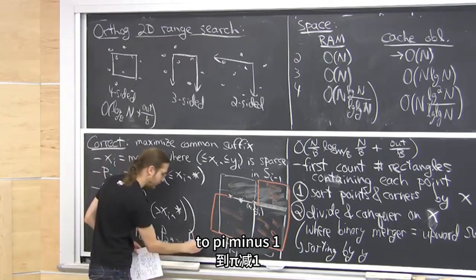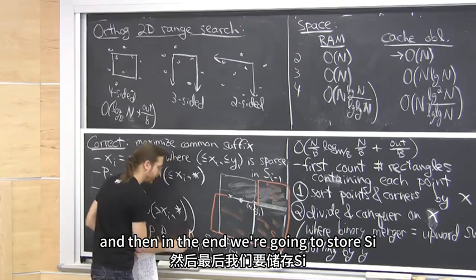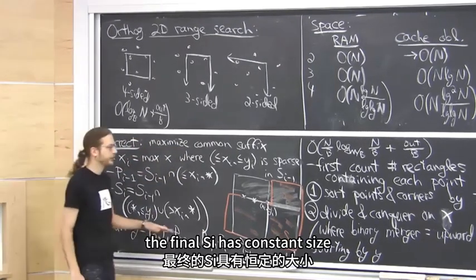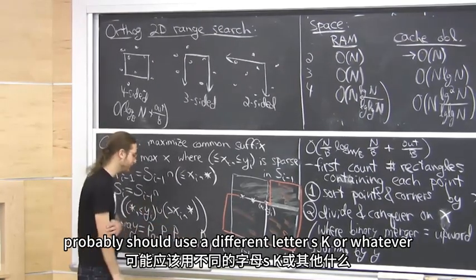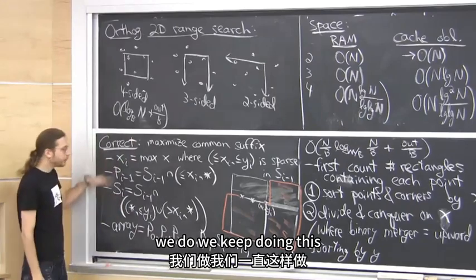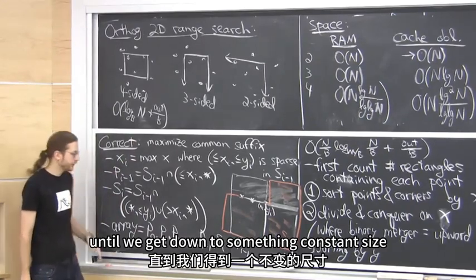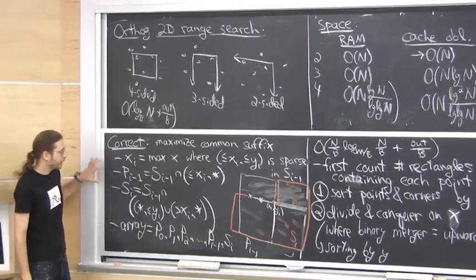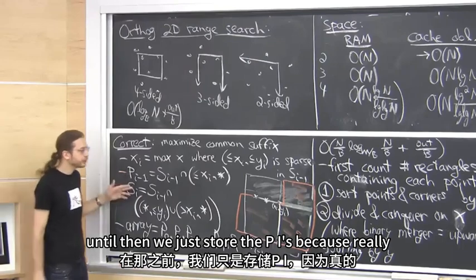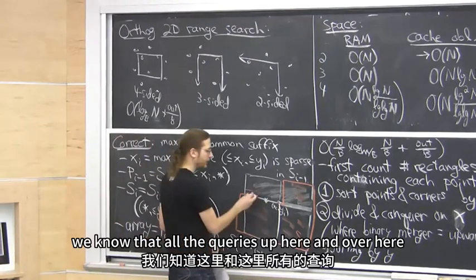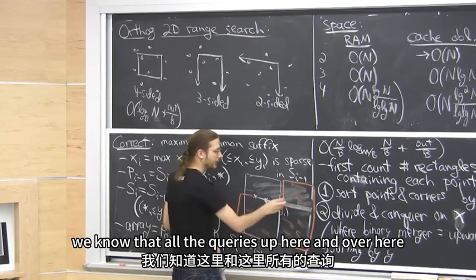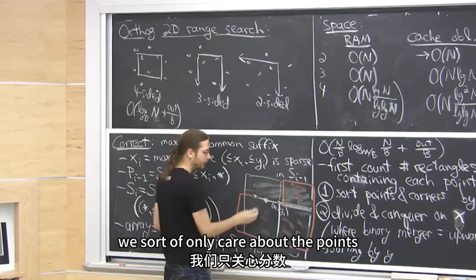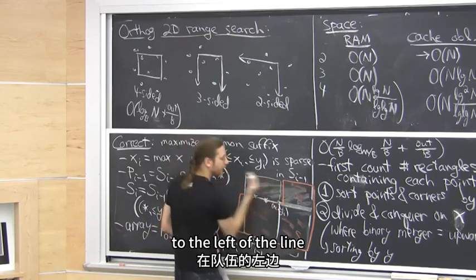PI minus 1. And then in the end, we're going to store SI. SI, again, has constant size. The final SI has constant size. Probably should have used a different letter, SK or whatever. But we keep doing this until we get down to something constant size, then we store it. That's the easy case. Until then, we just store the PIs. Because really, I mean, we know that all the queries up here and over here are OK. They're nice and dense. We sort of only care about the points to the left of the line.